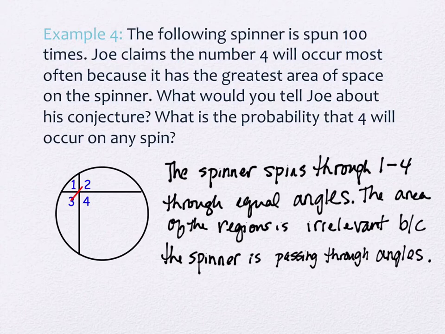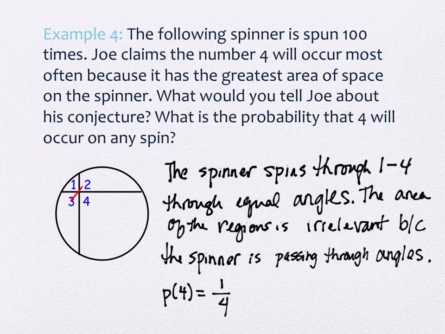We'll go with that. The other question then is, what is the probability that 4 will occur? How likely is it that we're going to spin and get a 4? Somebody say it loud. 1/4. 1/4, thank you. Probability is 1/4. Each of those angles is equal. They're all 90-degree angles. There's 4 angles there, so it is a 1/4 probability.